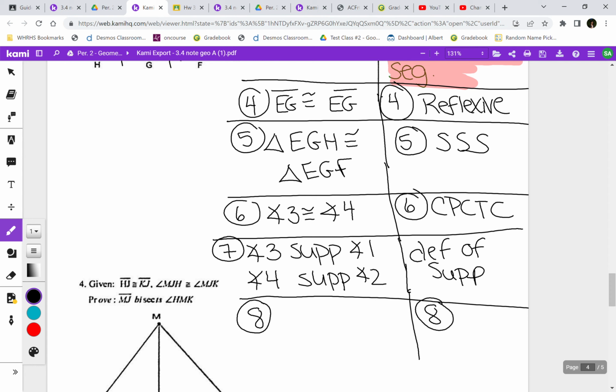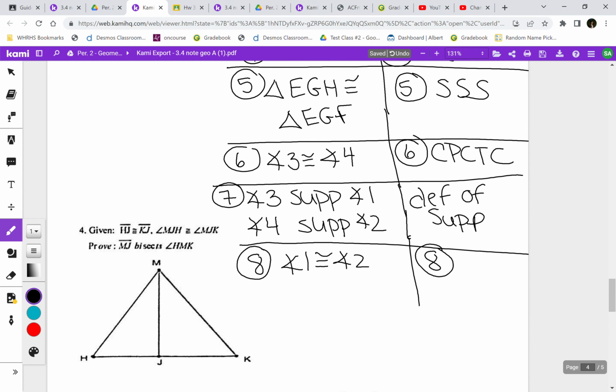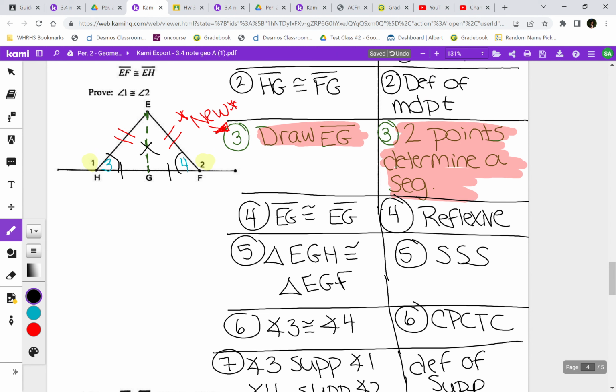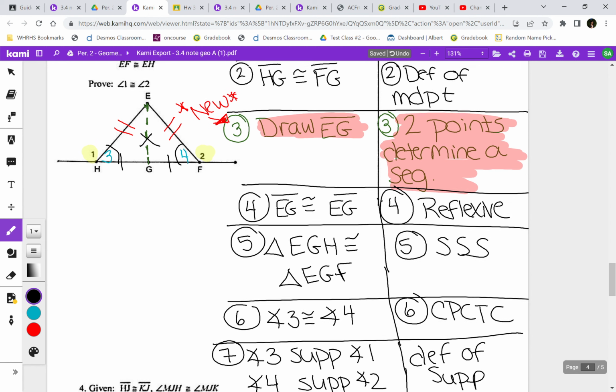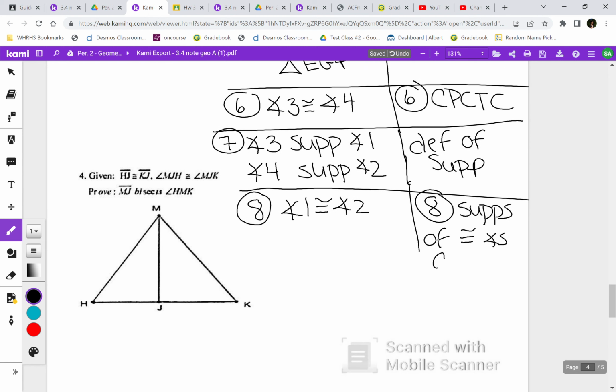All right, so what is the last thing we're proving, Max? Angle 1 is congruent to angle 2 because subs of congruent angles. Excellent. Subs of congruent angles are congruent. Yes, Oscar. Does it matter which angle we say is supplement to which angle? Does not matter, like angle 1 supplements angle 3. Yeah, absolutely, that's fine.